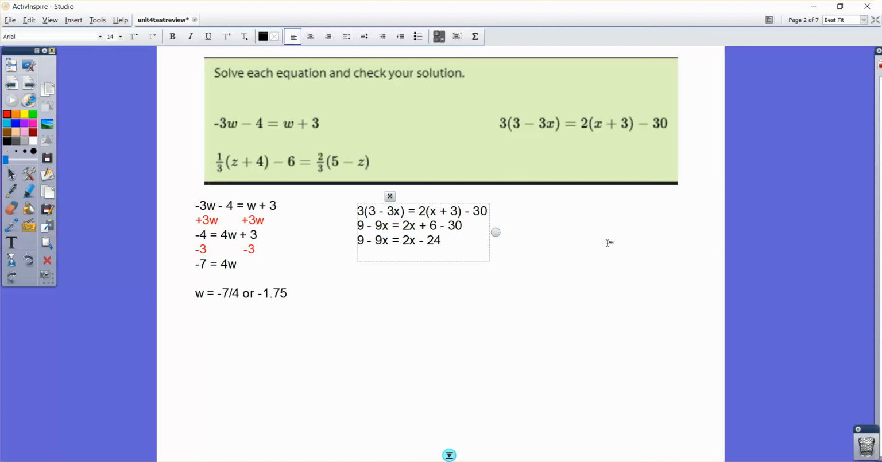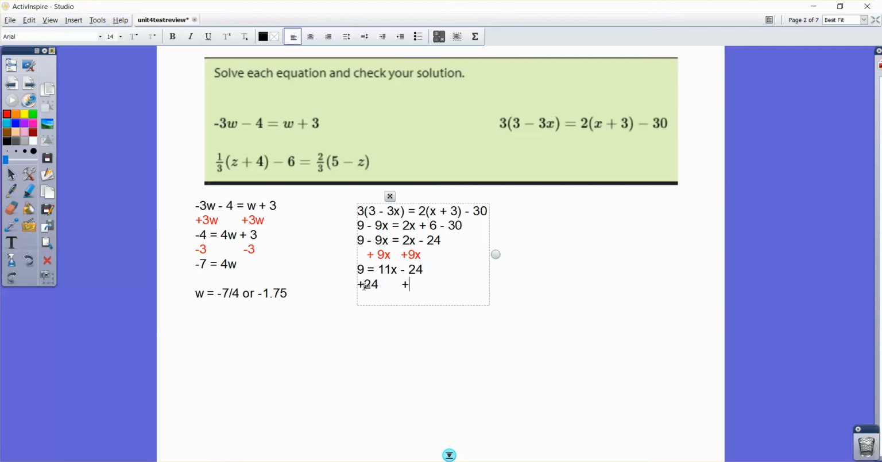Okay, now it's time to collect. Our negative 9x is the lower of the 2 coefficients, so we're going to move that to the other side by adding 9x to this side and adding 9x to this side. That's going to give us 9 on the left, and that will equal 2x plus 9x is 11x minus 24. Then we're going to subtract 24 from both sides. Sorry, I said subtract, I apologize. I'm going to add 24 to both sides. So I'm going to just write plus 24 here.